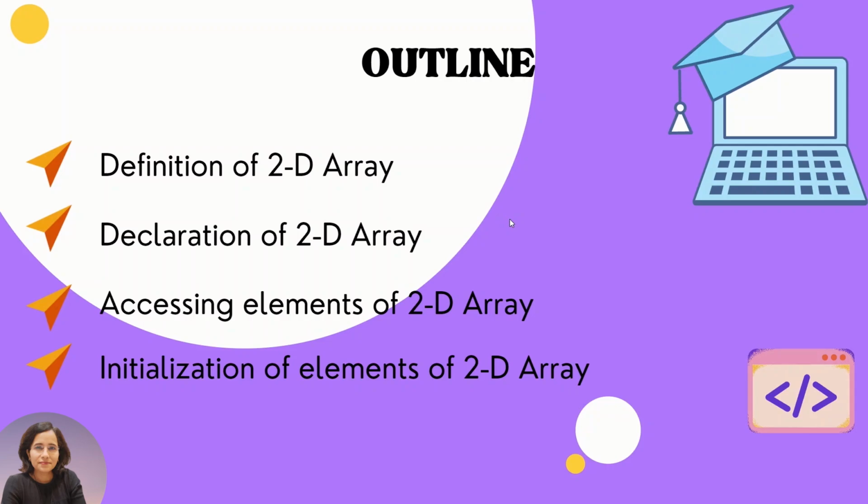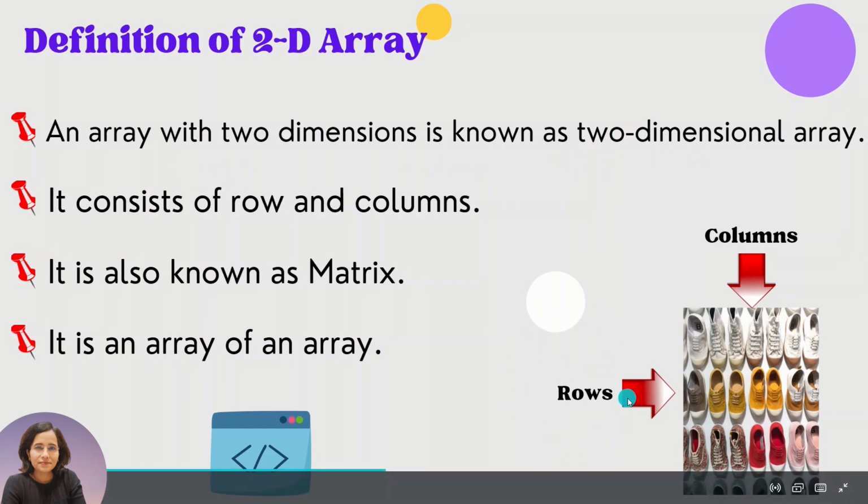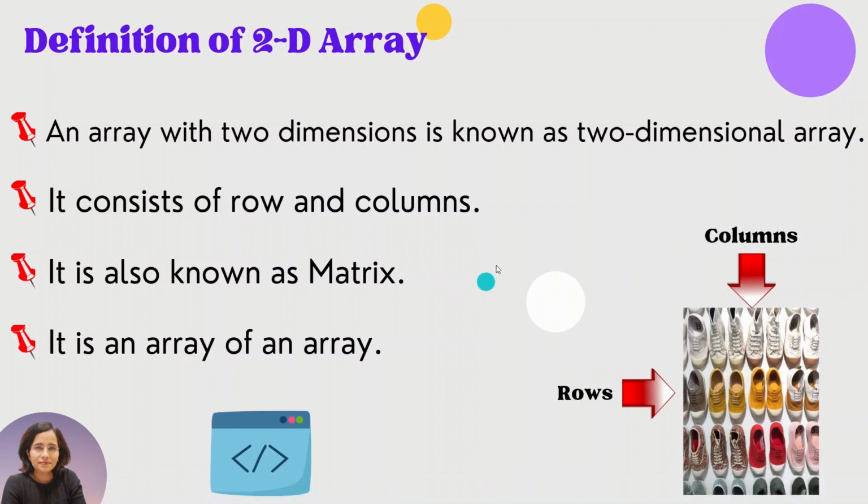So let's get started. An array with two dimensions is known as a two-dimensional array. Here we have two dimensions, one for row and one for column. It is also known as a matrix. Actually, a two-dimensional array is an array of arrays.